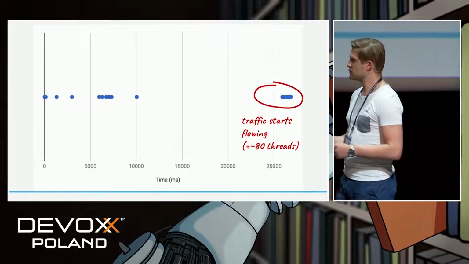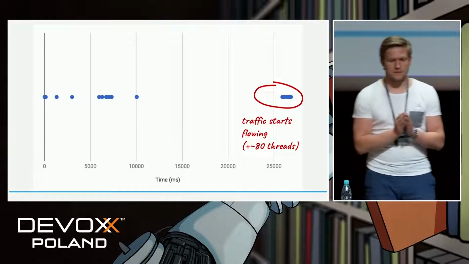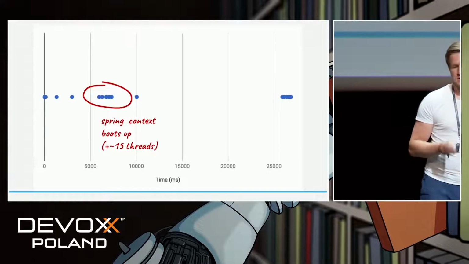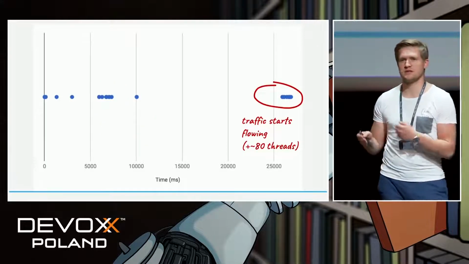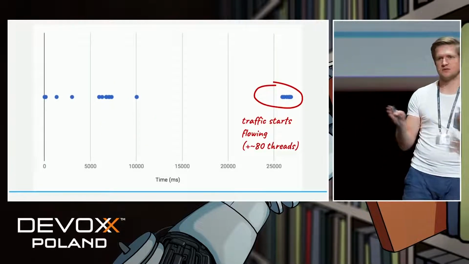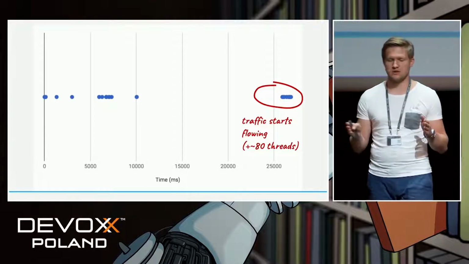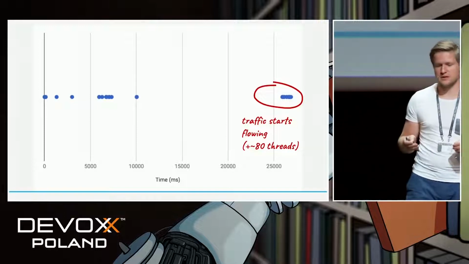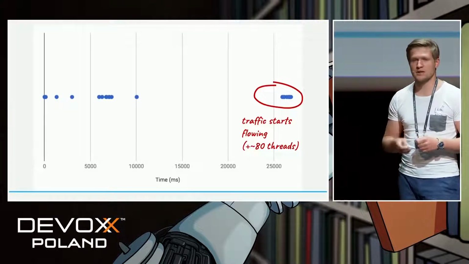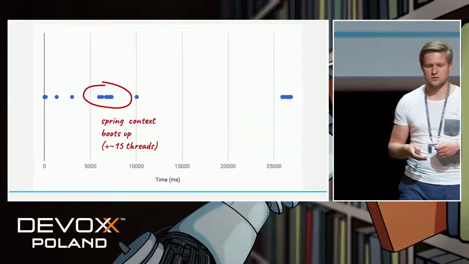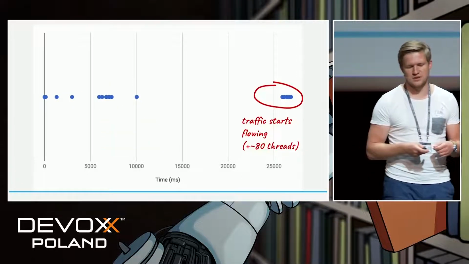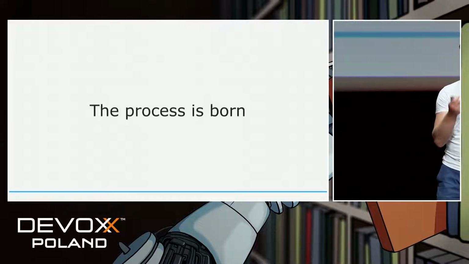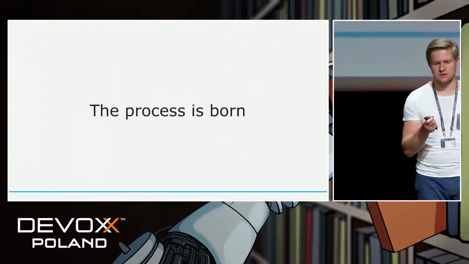Just for the purpose of this talk, the delay between Spring booting up and the traffic that starts flowing is a bit longer than usual. I just made it like this so you can see the huge surge of threads. Usually, the traffic starts flowing as soon as your application boots up, so those threads would be created somewhere around the 10-second mark. So what happens at the very beginning, whenever the process is born?